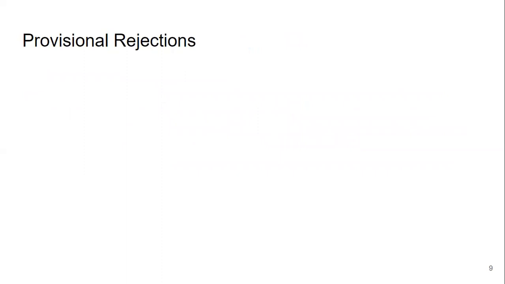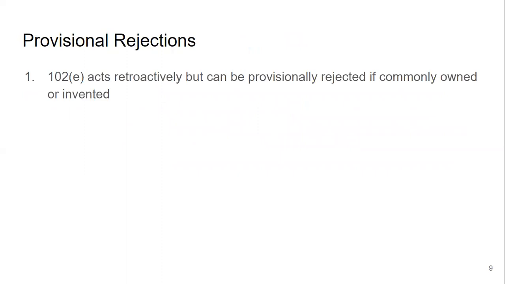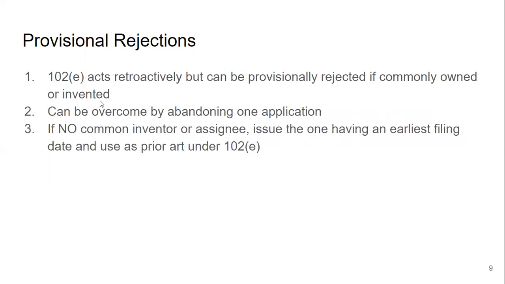So when it comes to provisional rejections, 102(e), remember, it acts retroactively, so it doesn't take effect until it is issued, but it can be used in a provisional rejection if it's commonly owned or invented. So that can be overcome by abandoning one application.